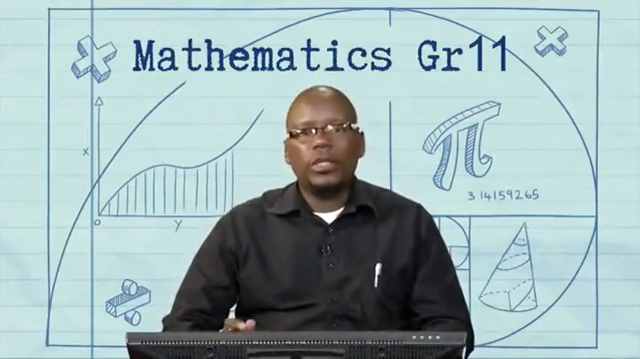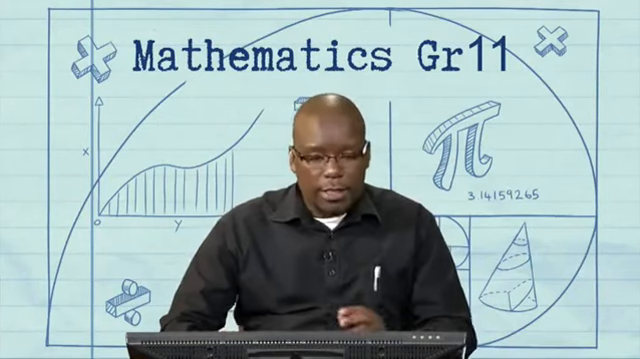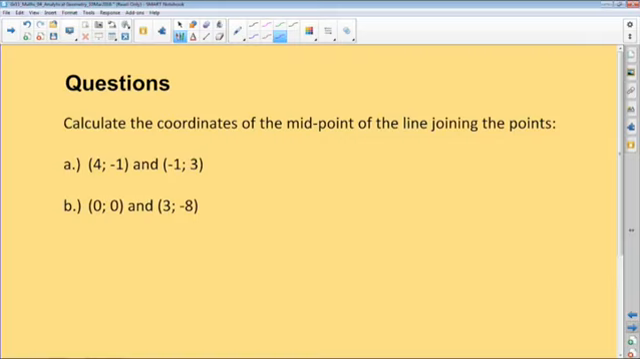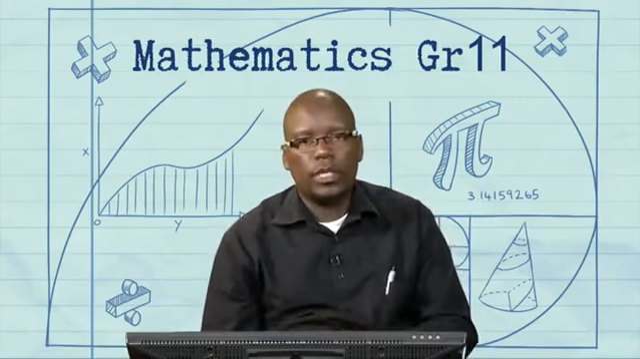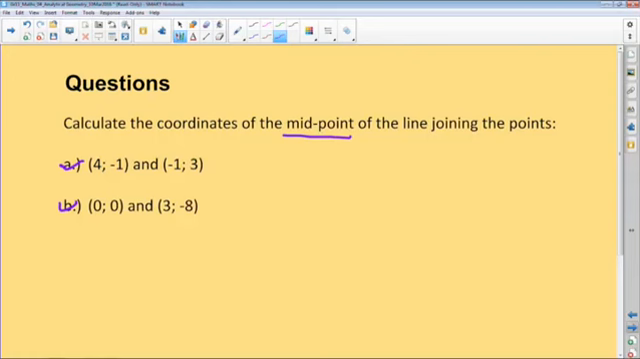We continue with our coordinate geometry. The next question is asking you to calculate the coordinates of the midpoint. You must always highlight your important points there. Of the line joining the points A (4, minus 1) and (minus 1, 3), and then B (0, 0) and (3, minus 8). I'm giving you 2 minutes, strictly 2 minutes, to work on these two problems, and then we're going to run through them as quickly as possible. 2 minutes, guys.